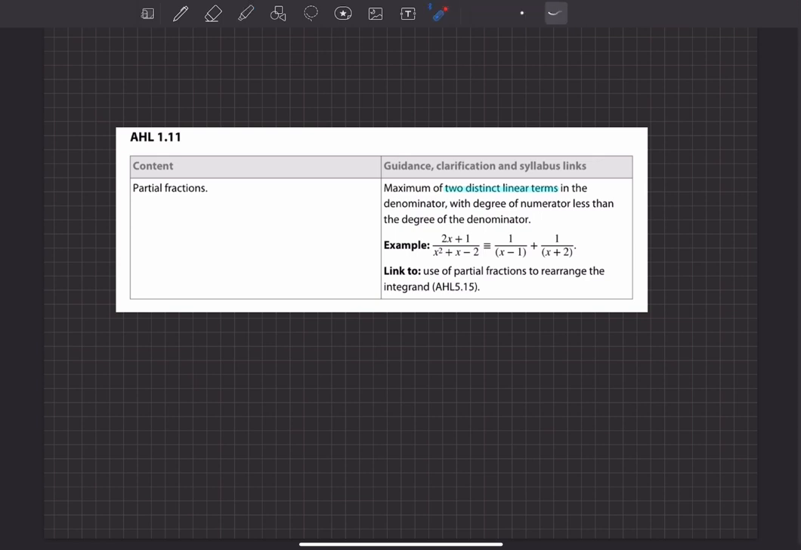Now the key part is distinct. It doesn't say 2 linear terms, it means 2 distinct linear terms. This means you can have 2 distinct terms, but one of them is repeated like 10 times, right? It probably wouldn't happen, but it is a possibility. So we'll go over what to do with repeated terms in the denominator next.